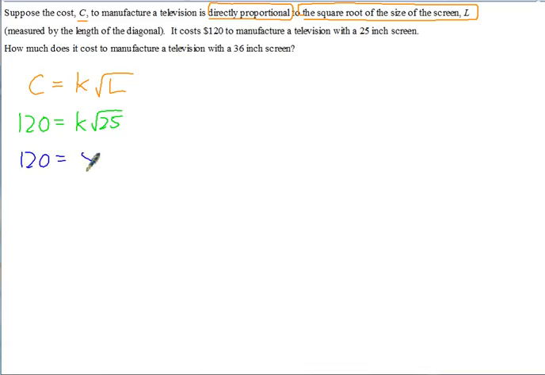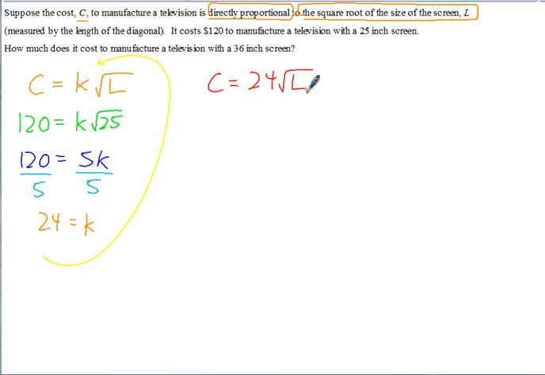Square root of 25 is 5, so we get 5K. K equals, well, 10 goes into 120 12 times, so 5 would go into twice as many times, 24. Substitute that right back in here to get our general equation. The cost would equal 24 times the square root of L.